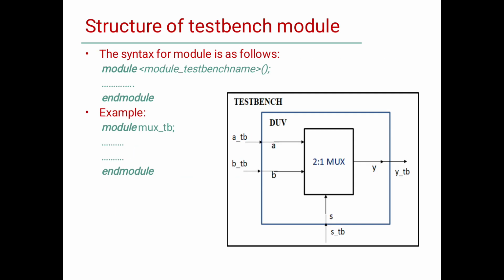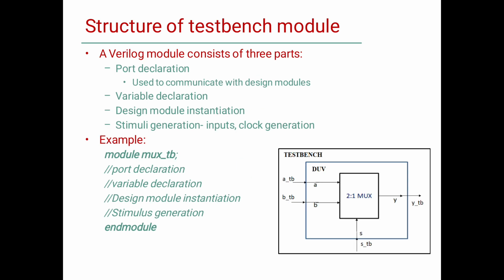Again, we need a test bench in order to test our inputs. The design under verification is tested in the test bench. We will be giving our inputs and checking whether the output is as per the functionality. The Verilog test bench consists of port declaration, variable declaration, design model instantiation, stimulus generation, and input clock generation. Instantiation is nothing but a copy of the design, which functions as per the logic we are using. Stimulus is nothing but the inputs we are giving.